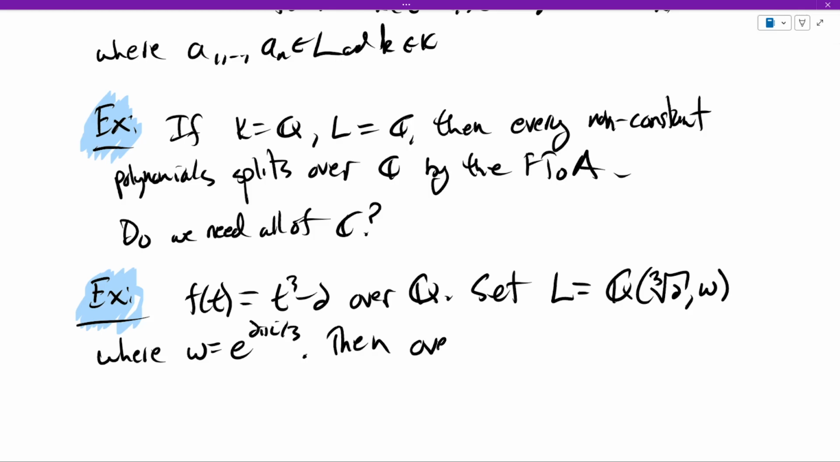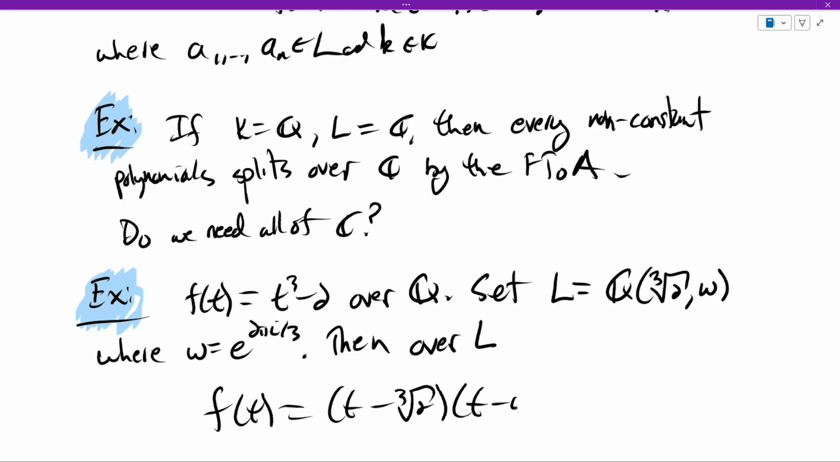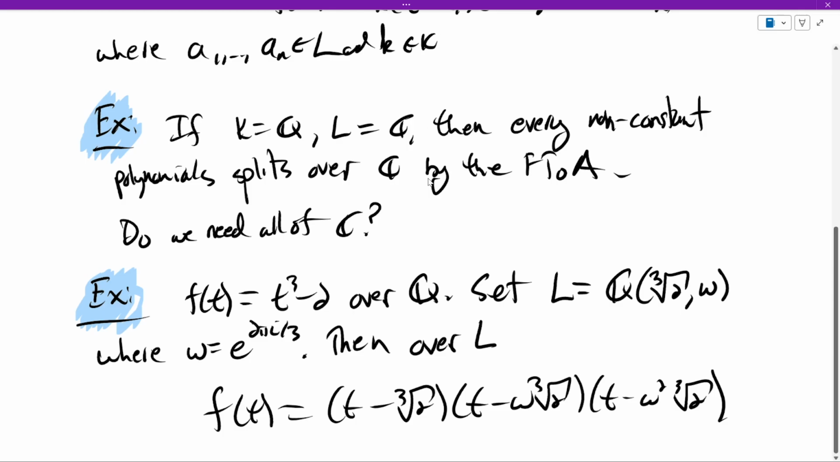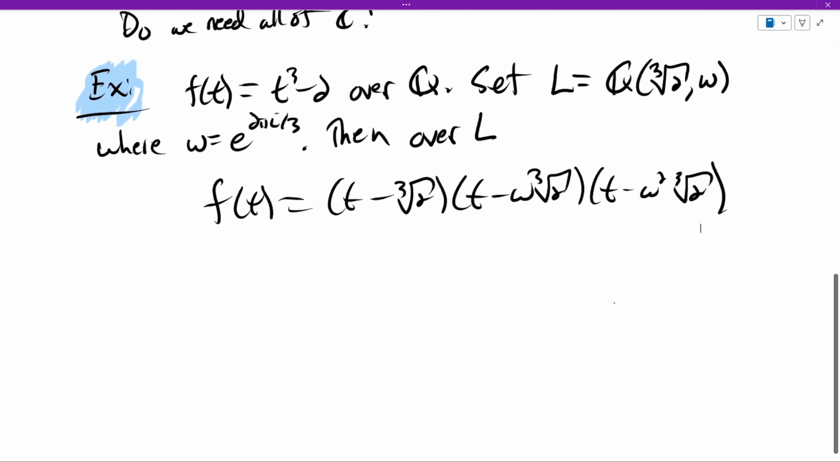Then over L, f can be written as t minus the cube root of 2, t minus omega cube root of 2, t minus omega squared cube root of 2. All of those elements, all those coefficients, these numbers are certainly in L. And so f splits over this field. In fact, more is true.